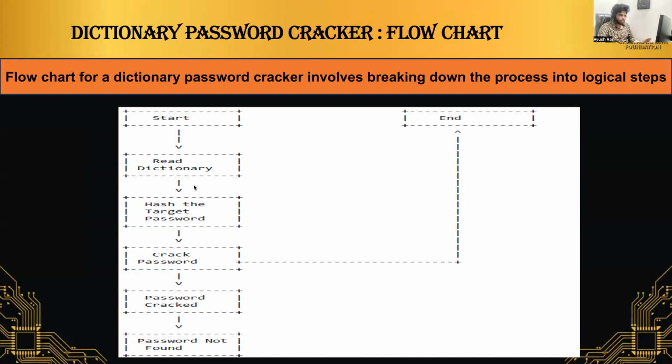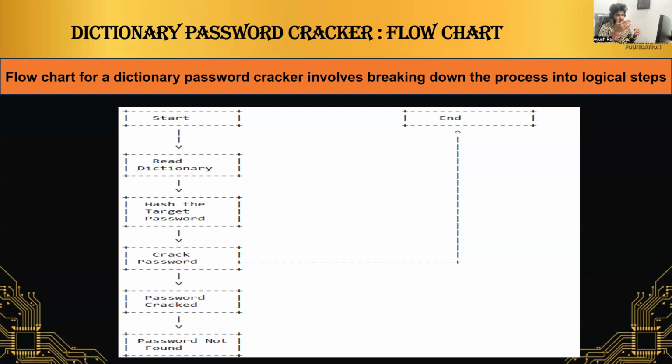No need to worry about anything. Just understand the boxes right now. I will explain everything in the code. After that, we have the target password. We'll use some hashing algorithm, whatever type of password we want to crack. So we'll choose that hashing algorithm. We will hash the target password, and which one? The password that is in the dictionary.